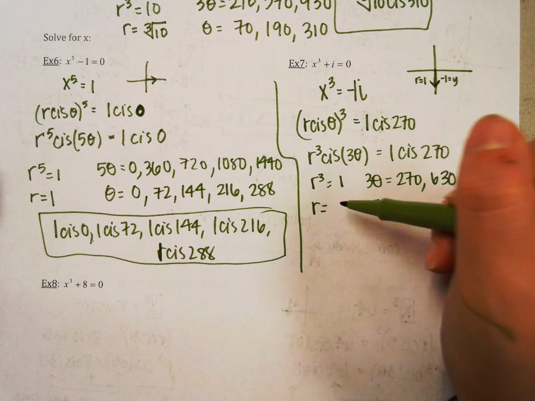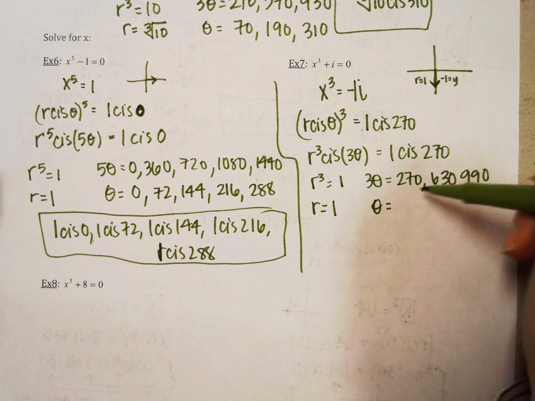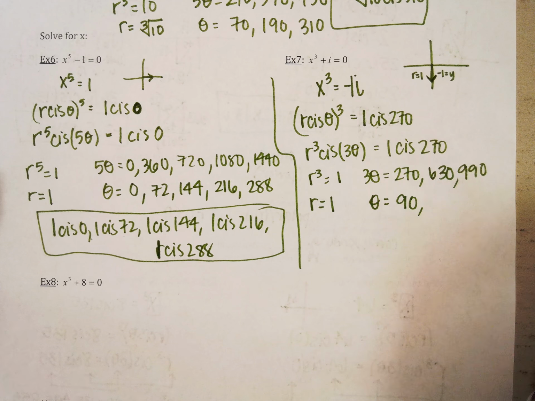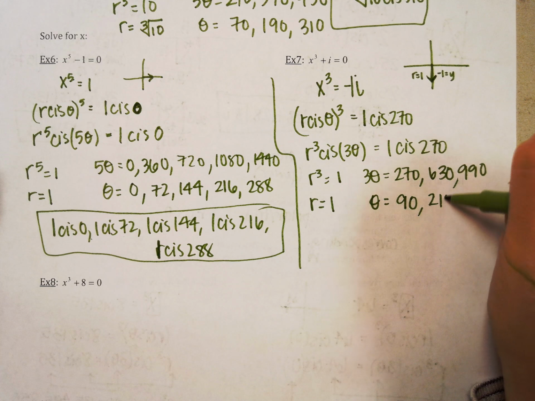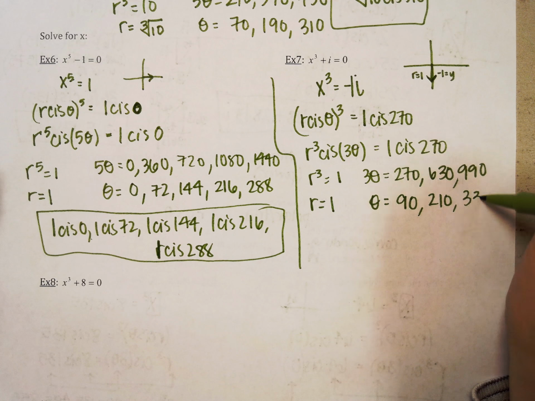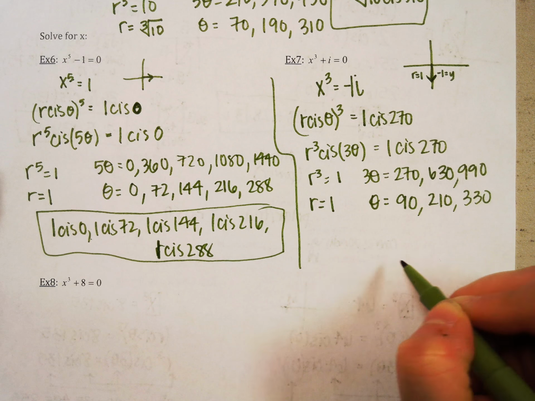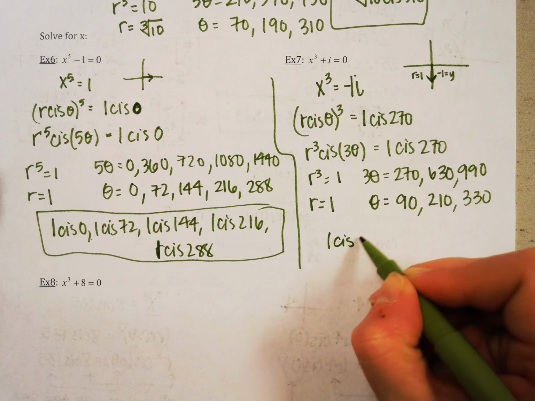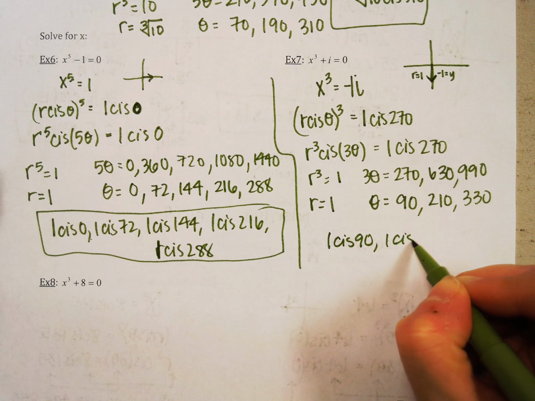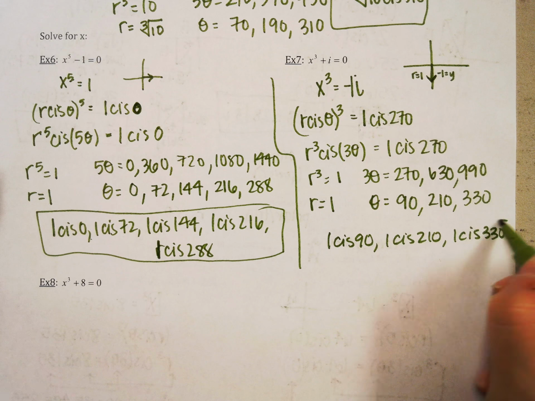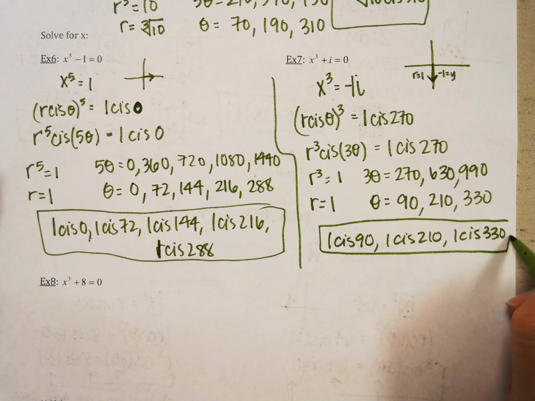And we solve for r, we solve for theta. If we take the cube root of 1, we'll get 1. If we divide everything by 3, we should get 90. 630 divided by 3 is 210, and this will be 330. So we get, finally, 1 cis 90, 1 cis 210, 1 cis 330.